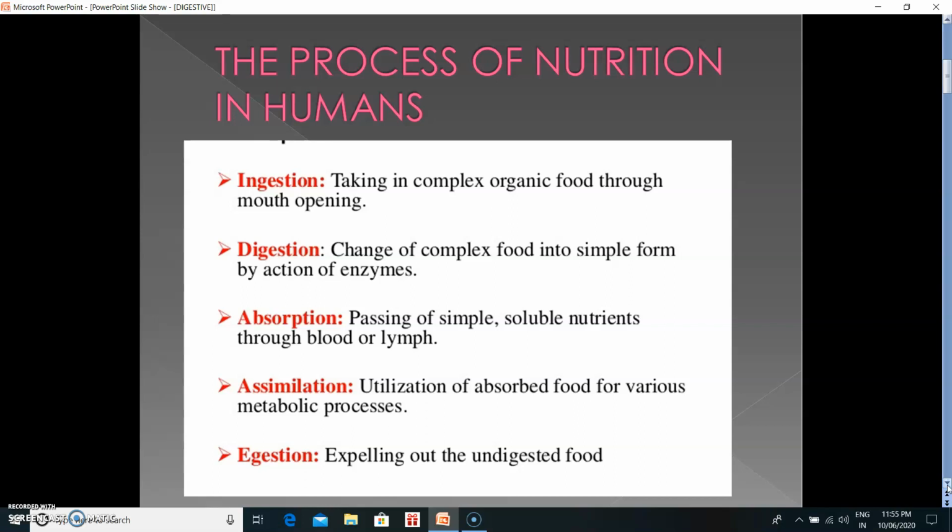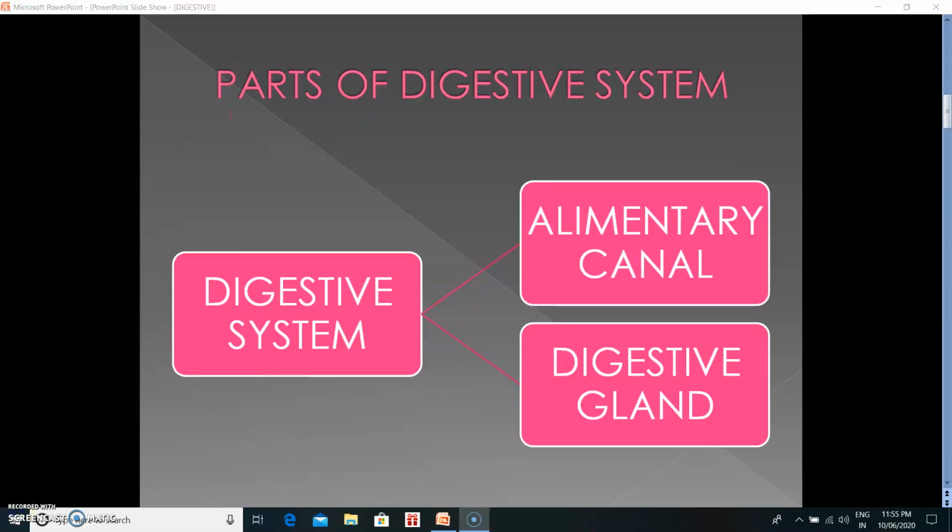The last stage is your egestion. Egestion is what? You need to expel, you need to take out the undigested food. That means removal or elimination of food in the form of feces. So these are the 5 stages of your nutrition in humans. Now, till now, you have understood what digestion is. So, what is digestion? It is the process of converting complex food into simpler substances by the action of enzymes.